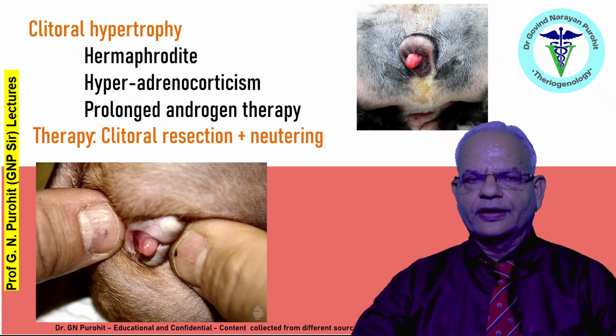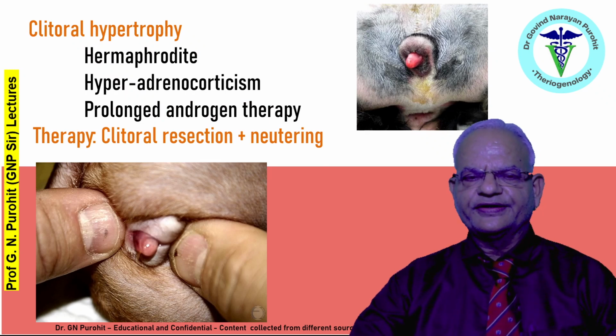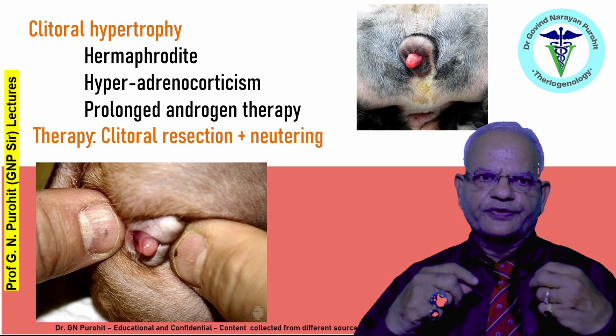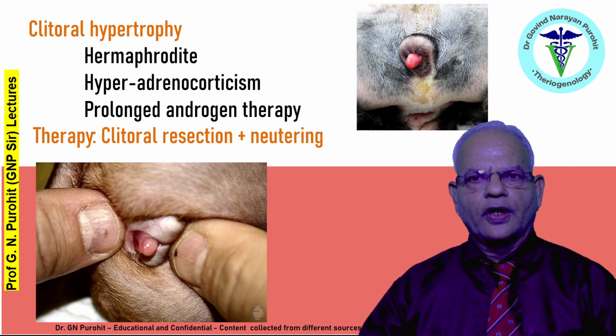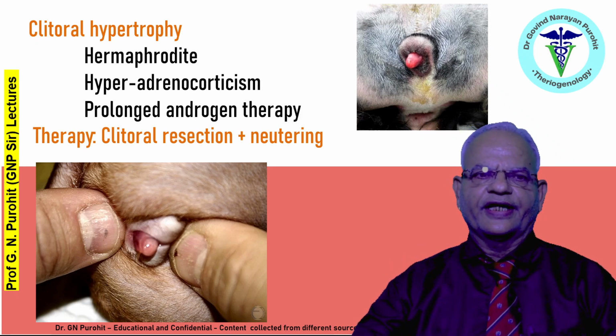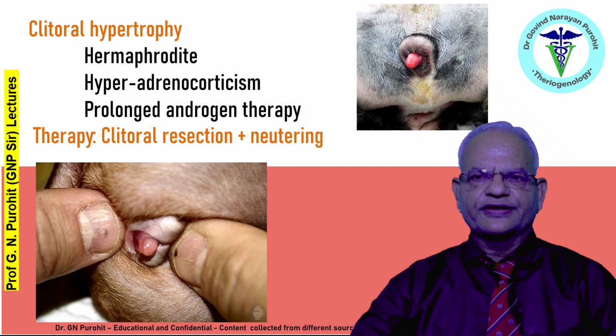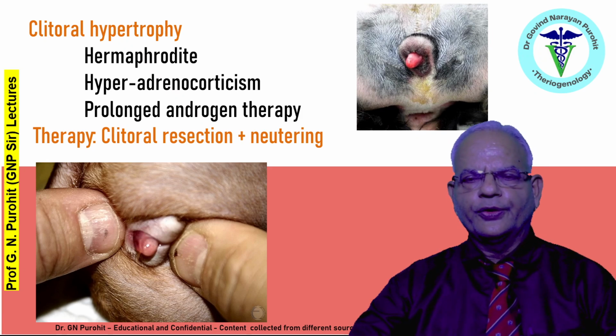Then clitoral hypertrophy is frequently seen in dogs which are hermaphrodite, dogs with hyperadrenocorticism, and dogs under prolonged androgen therapy. The treatment is clitoral resection plus neutering.